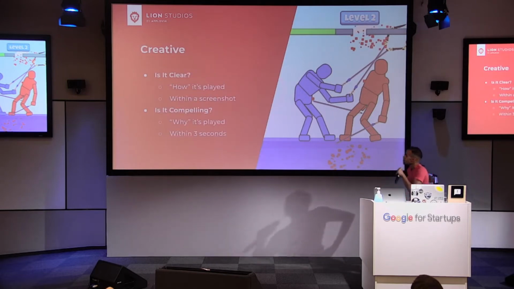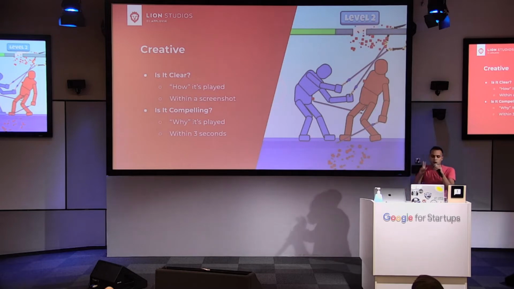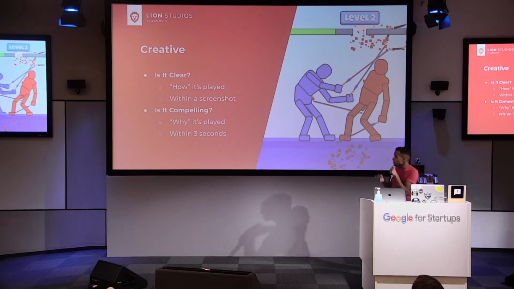Regarding the creative, we tend to see two different parameters. Is it clear and is it compelling? Is it clear? If it's clear, we should know how it is played. And we should basically know this with a screenshot. This means that if I pause the creative, me as a user, I can understand how the game is played.